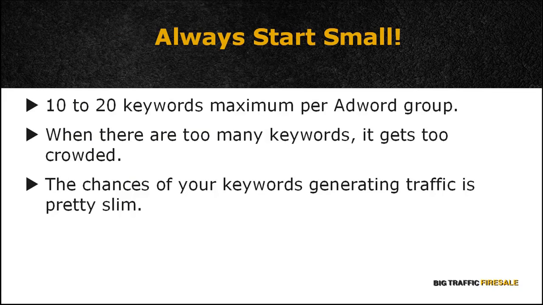Remember to always start small with the number of keywords per ad group, which is 10 to 20 maximum. That's because Google works in a way where when there are too many keywords in a particular ad group, the list will get too crowded and the chances of you getting results or generating traffic based on the keywords are slim. Some may not even generate anything at all. Next, we'll identify your audience and USP, unique selling proposition. This will surely set you apart from your other AdWords competitors, and we'll explore that in the next module.